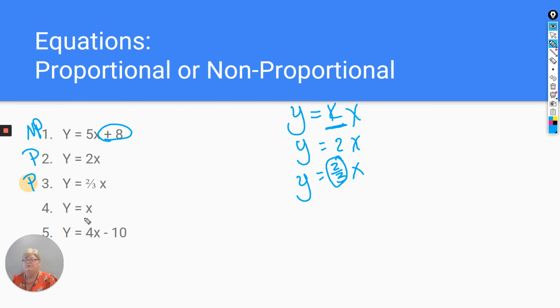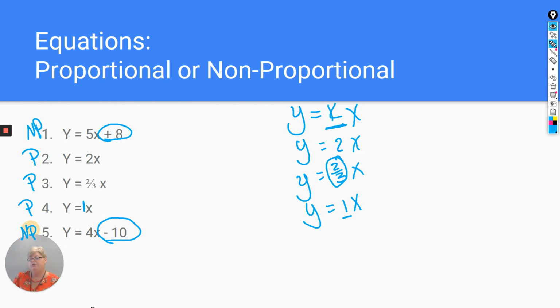Y equals x. Well, this one's kind of tricky because it doesn't have a number in front of it, doesn't have a coefficient, but it is really there. It's understood to be 1. So would that fit y equals kx? 1 is the unit rate, so that would be proportional. And then what about y equals 4x minus 10? Would this be proportional? It would not because it's got the minus 10, so this is not proportional.